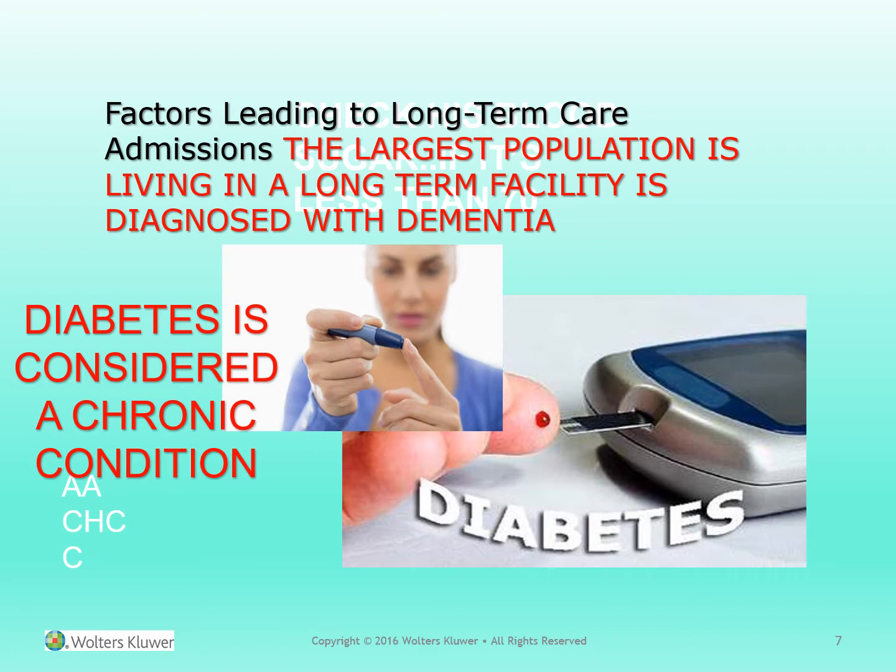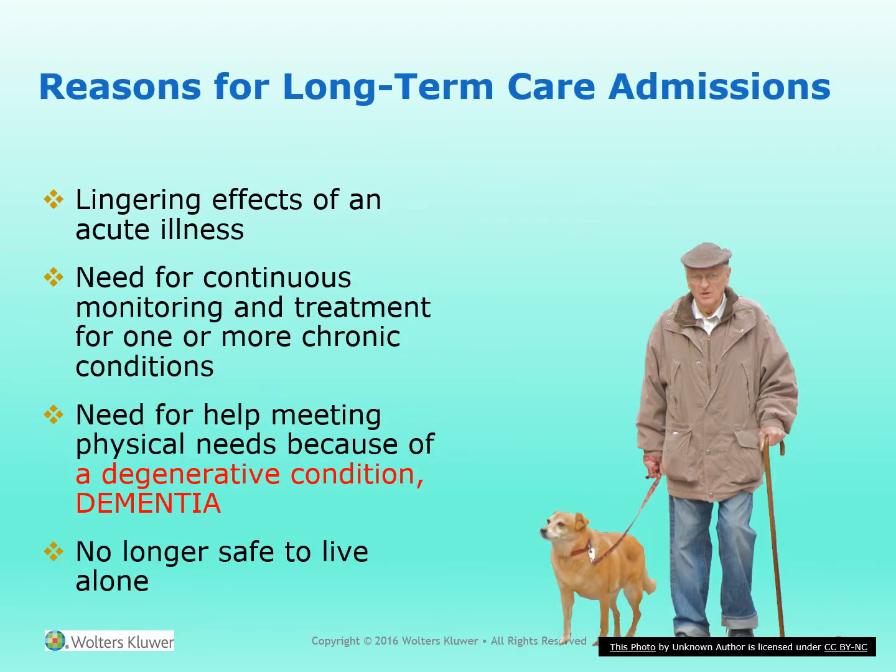Factors leading to long-term care admissions. The largest population living in the long-term care facilities are diagnosed with dementia. Diabetes is considered a chronic condition also. Reasons for long-term care admissions. There can be the lingering effect of an acute illness. There could be the need for continuous monitoring and treatment for one or more chronic conditions. There's a need for meeting one's physical needs, for instance, because of a degenerative condition, dementia, or it's just no longer safe to live alone at home.